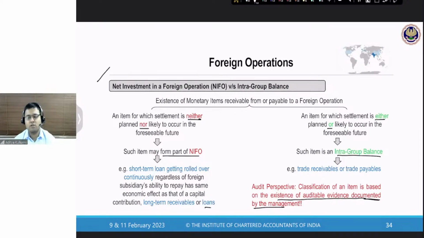You cannot say it is an investment in foreign operation. You cannot say it is an intra-group balance also. You are somewhere in between. At that point of time, we call that a gray area. We can jump here, we can jump there. So ultimately, what the management believes it to be is what will help us as auditors. We call them gray areas. Nothing is right, nothing is clear. You can only have documentation to rely on.